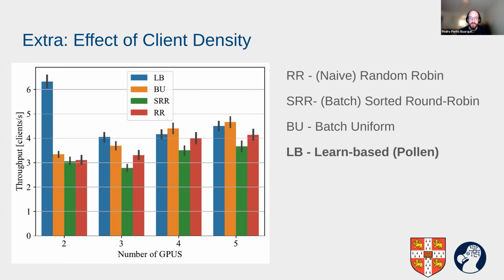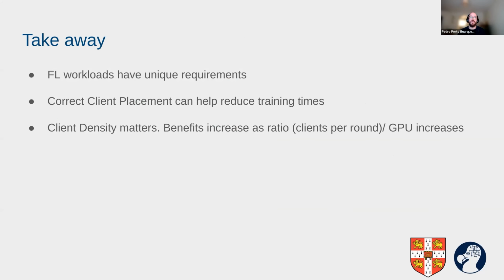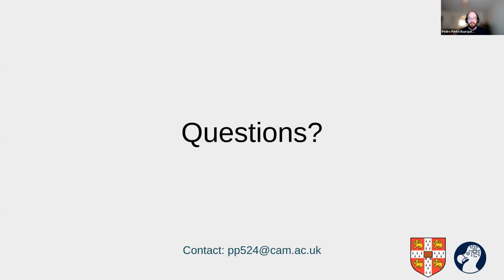participating clients per round. So final takeaway, federated learning workloads have unique requirements. Correct placement can reduce the training times, and they will. Client density matters, and we see more benefits as we increase this density of clients per round divided by the number of GPUs. And this is all I have for today. Okay. Yeah, and I'm open for questions if there are any. Thank you so much for staying this long.